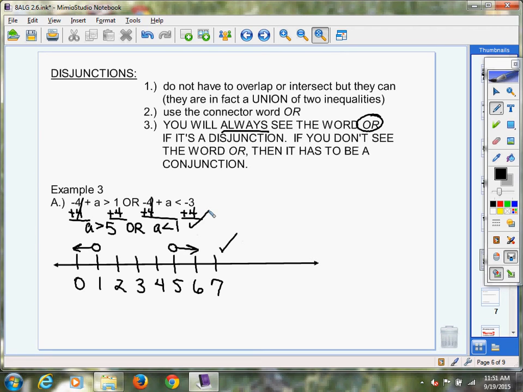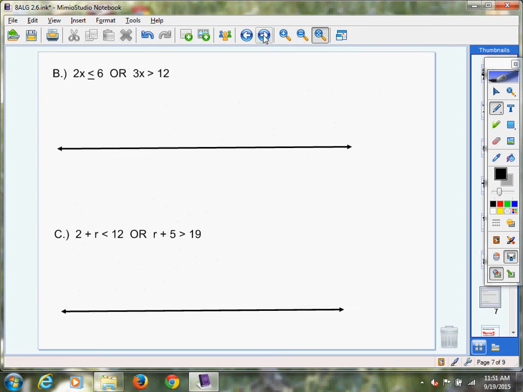So these are the two answers I need to see. I need to see this line, a is greater than 5 or a is less than 1, and then I also need to see the graph. And it doesn't have to overlap. Remember, it's a union. All right, let's flip to the next page.